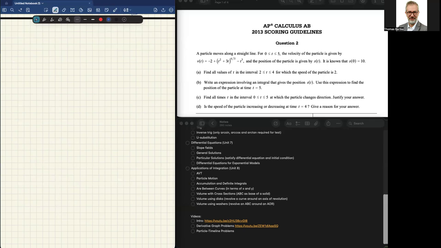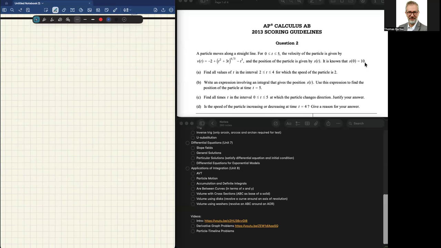And the pattern is always the same. The particle moves along a straight line. There is a time period at which we're looking. And then the velocity of the particle is given by a complicated formula. The position of the particle is given by s of t. It is known that s of 0 is equal to 10.